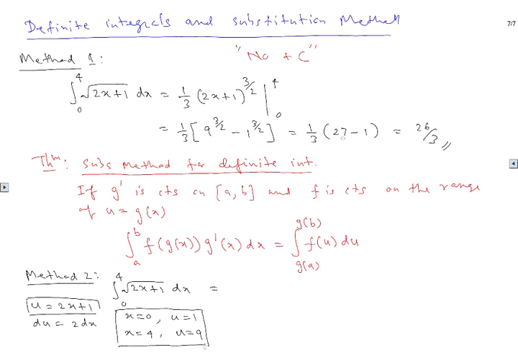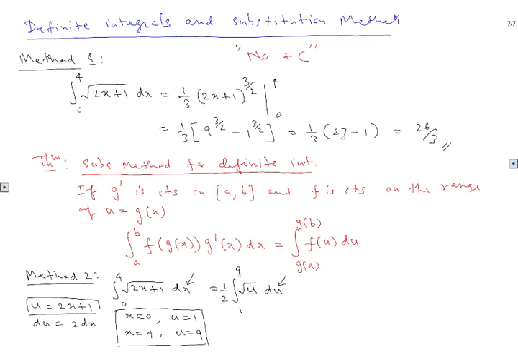Okay, so what's going to happen? So this is 2x plus 1, which is u. So this is the square root of u, and dx is 1/2 du. Now the variable is u, not x, so you have to put the u limits. What are the u limits? 1 and 9. So that is the new technique.